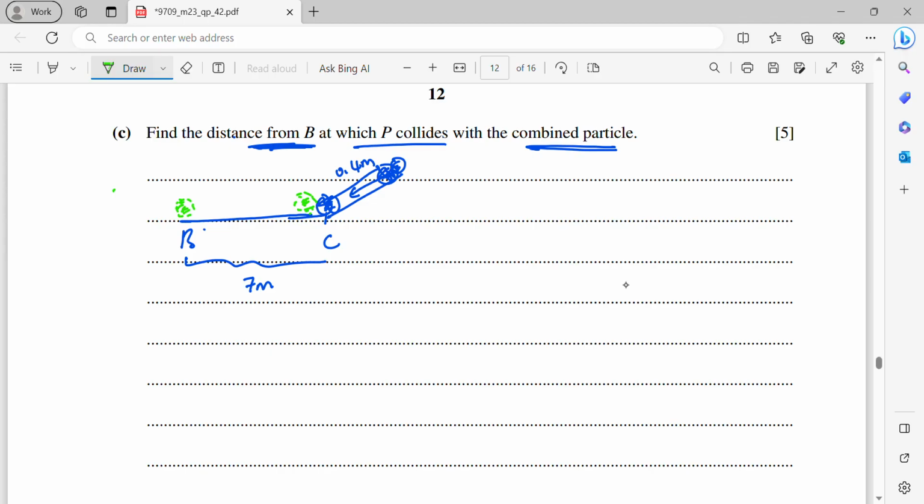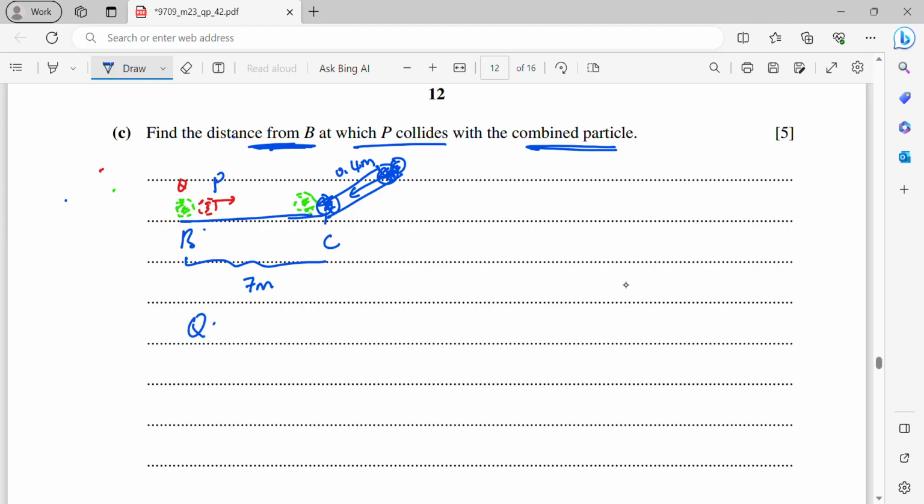Then at the same time, your P, once it collides with the Q, will be moving to the right side. But then the speed is different. So now I have to find what the distance is for the P to travel when the Q reaches C first.